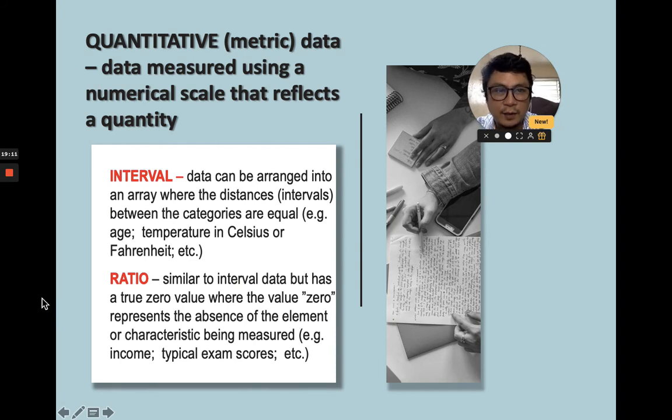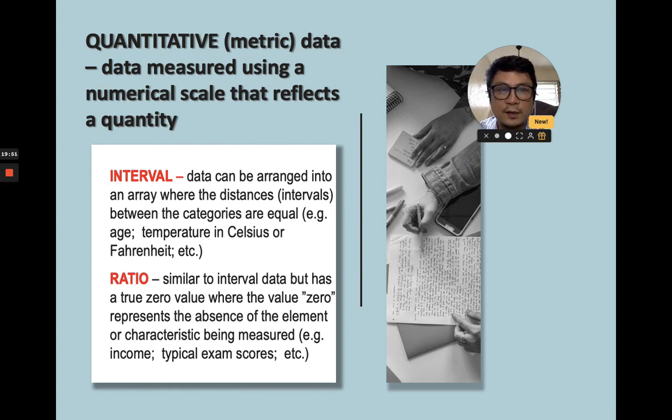Ratio data has exactly the same properties as interval data, but it has a true zero value, where if you answer 0, that represents the absence of the element or characteristic being measured. So for example, if I ask you, what was your income in 2019? If you answered 0, that means you literally had no income for 2019. It reflects the absence of income, the characteristic being measured.